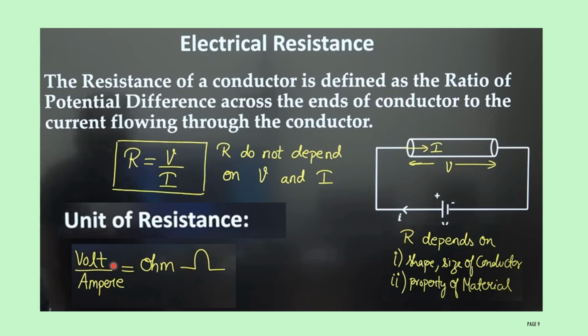Next, unit of resistance. The SI unit of voltage is volt, and the SI unit of current is ampere. Volt per ampere is given by ohm. Ohm is the SI unit of electrical resistance.